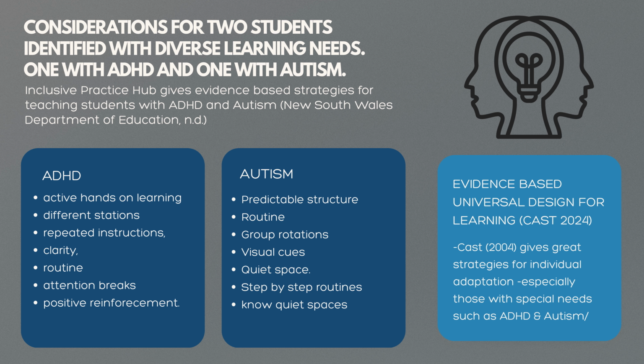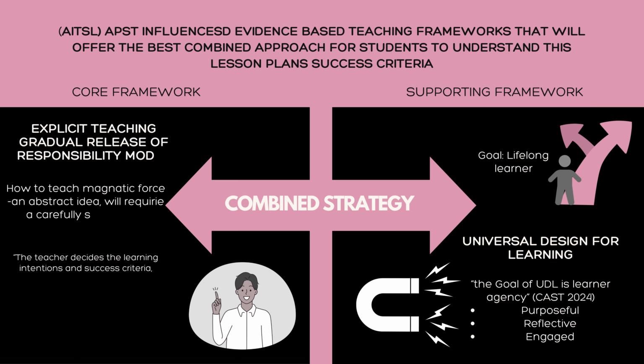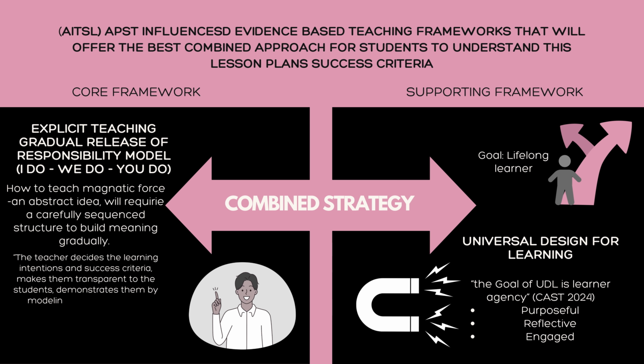There are two students with diverse learning needs in our class, one with ADHD and the other with autism. Both of these students have strengths and needs that will be addressed with evidence-based strategies for success. CAS 2024 has demonstrated how they will benefit from a universal design for learning teaching framework. In the dark blue boxes, I've highlighted with bullet points some of the differentiating strategies that I'll be using in my lesson plan. Magnetism is an abstract idea and will require a carefully sequenced structure to build meaning gradually.